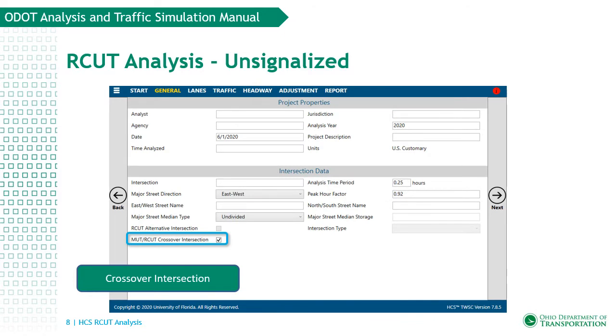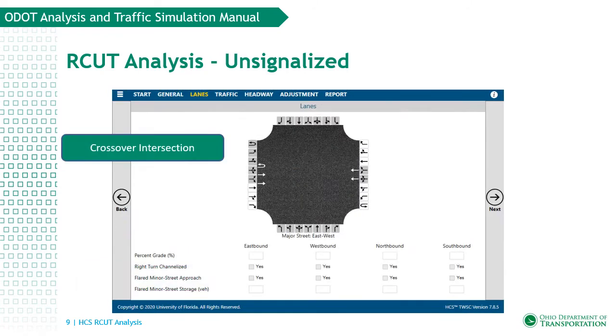Next, new two-way stop control files are created for each of the crossover intersections. In the General tab, the MUT RCUT crossover intersection box should be checked. When using the quick lanes entry, it is important to note that the crossover junction can only have major through movements and one major street U-turn lane defined. Otherwise, the main intersection file will not accept this file as a crossover connection.